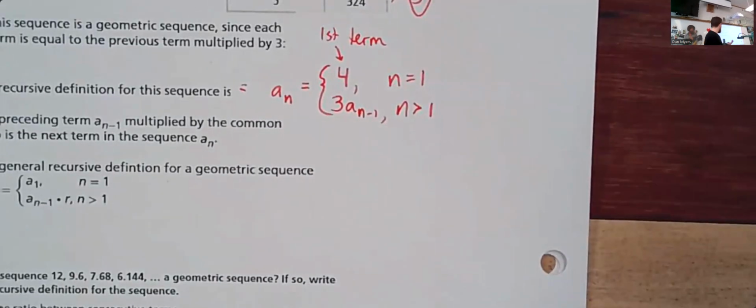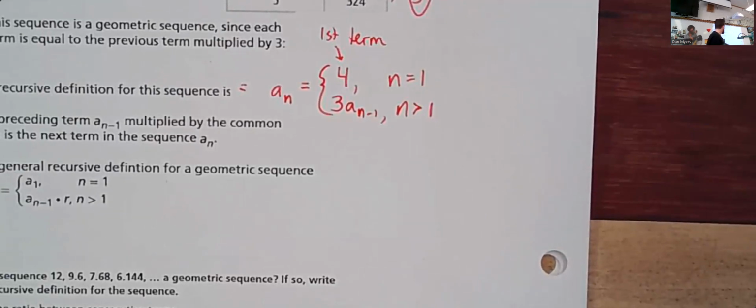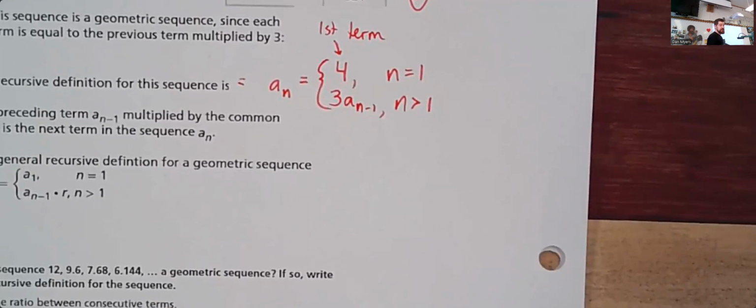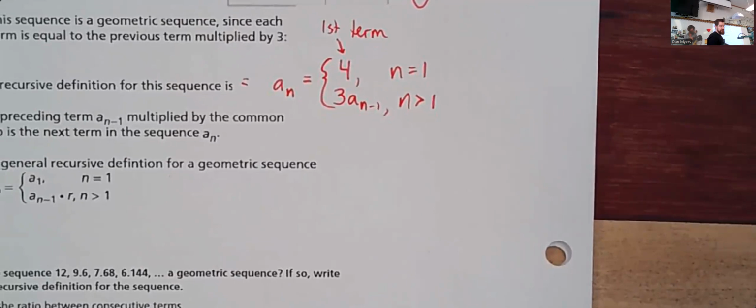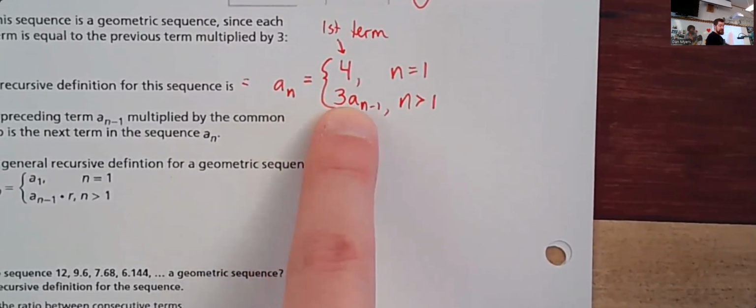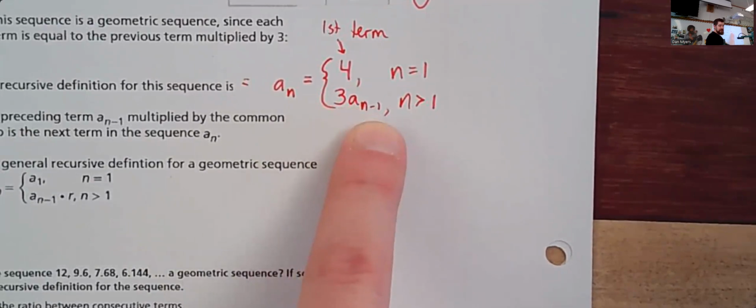So what this is saying is, if we want, let's say, the 5th term in the sequence, you would multiply 3 by the term that is 1 less than the 5th term of the sequence, which is the 4th term in the sequence, right? So if you want the 5th term, you multiply 3 by the 4th term.